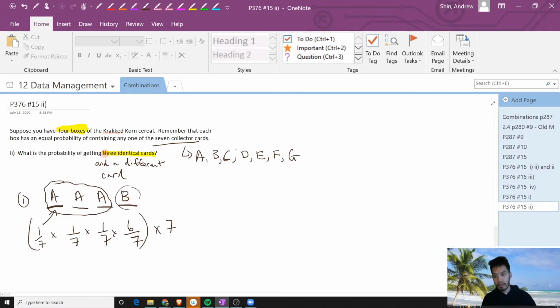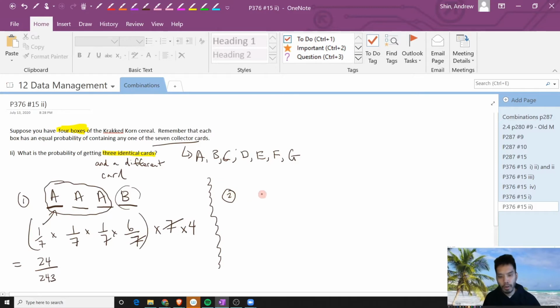Okay, there's more ways of getting 3 identical cards. It can be the 4th slot, the 3rd slot, 2nd slot, or the 1st slot. So there's 4 different ways of putting that different card. So we have to multiply by 4 afterwards. And so if we were to multiply this out, this divides out, and 6 times 4 will be 24, and 7 to the power 3 is 343. Okay, that's method number 1.